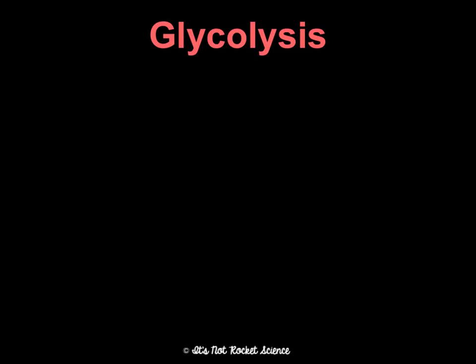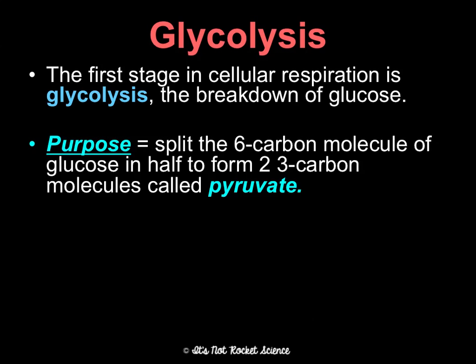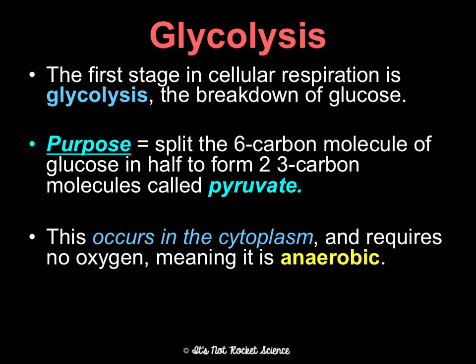All right, there's kind of like a pre-step before cellular respiration really gets going. Some people call it the first step of cellular respiration. Some people call it the pre-step, but it's just kind of happening at the beginning. And it's called glycolysis. And in glycolysis, we're breaking down glucose. So the purpose is to split this 6-carbon molecule of glucose. Remember, it's C6H12O6. We're going to split it in half into 2 parts, into 2 3-carbon molecules, which are called pyruvates. And this process happens in the cytoplasm, so we're not even in the mitochondria yet.